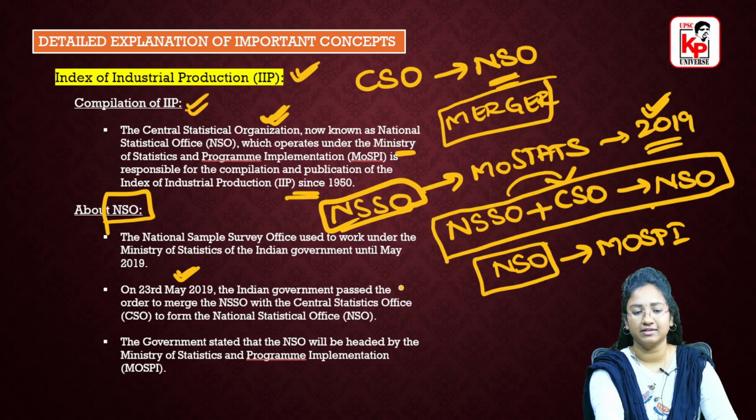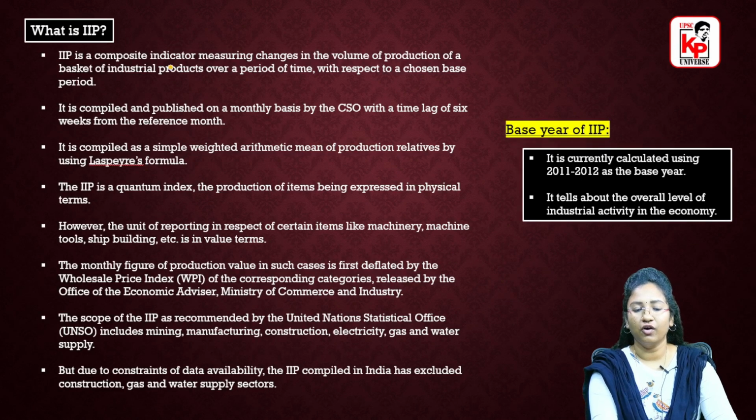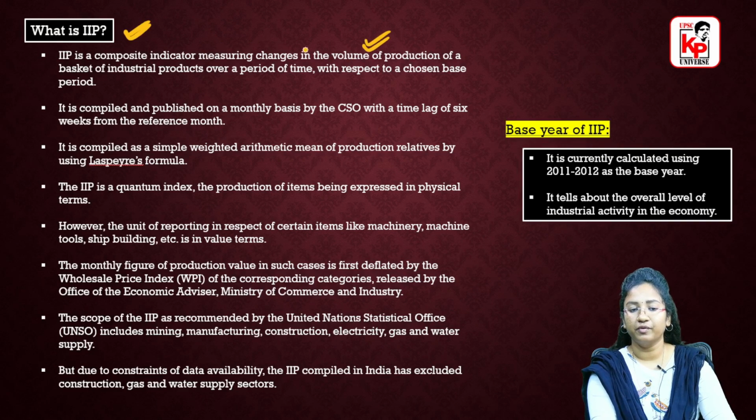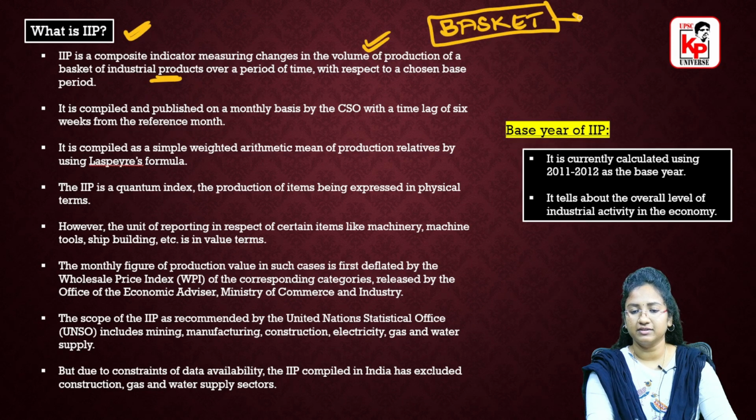So this is the basic detail about the compilation of IIP. So who publishes this IIP? What is IIP? It is a composite indicator measuring changes in the volume of production of a basket of industrial products over a period of time with respect to a chosen base period. As we have discussed earlier, we have a basket of products first. So in this basket, for example, you have 10 products.